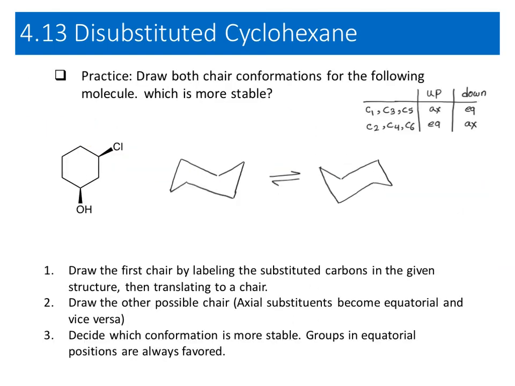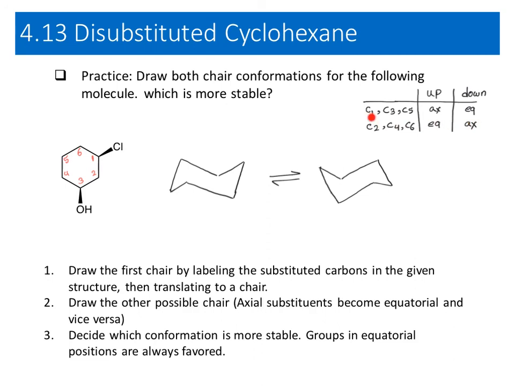So we need to draw both chair conformations for this molecule and decide which one is more stable. The first step is to number all the carbons in the ring. So I start with this one. I give number 1 to this carbon. The order of numbering on this ring doesn't matter. You can give number 1 to any of these carbons in the ring.